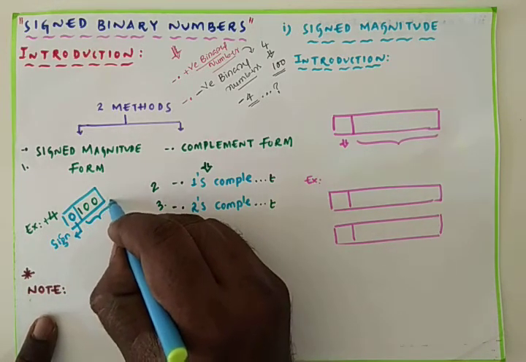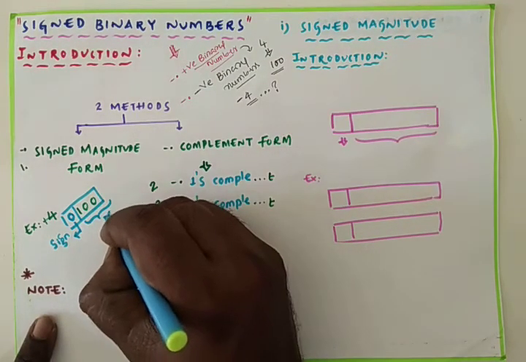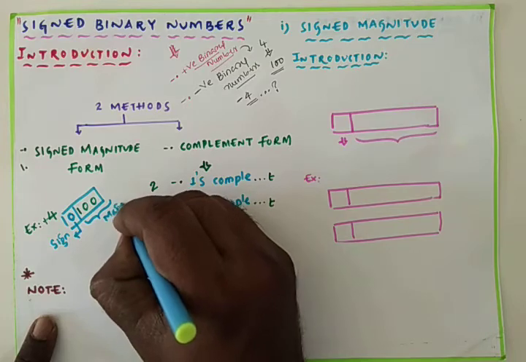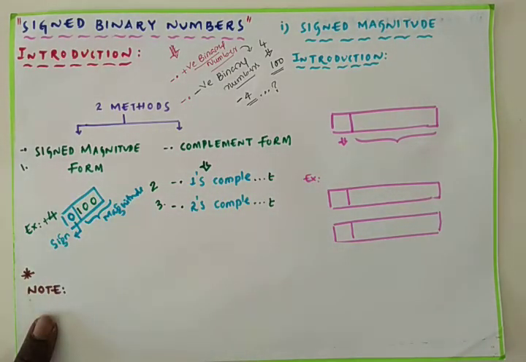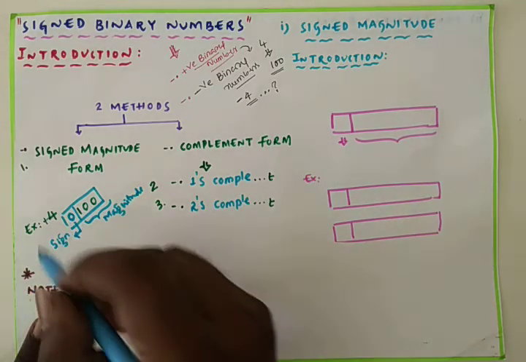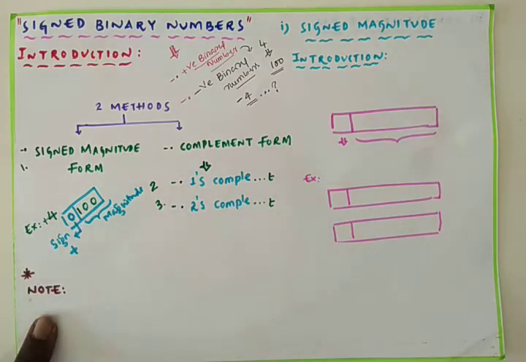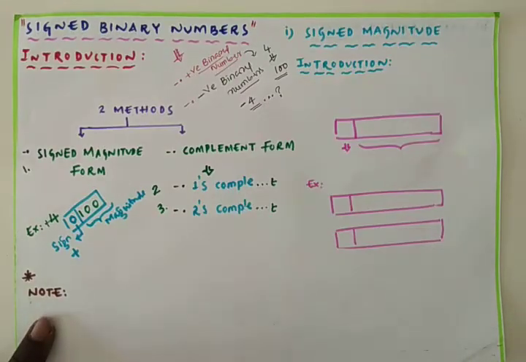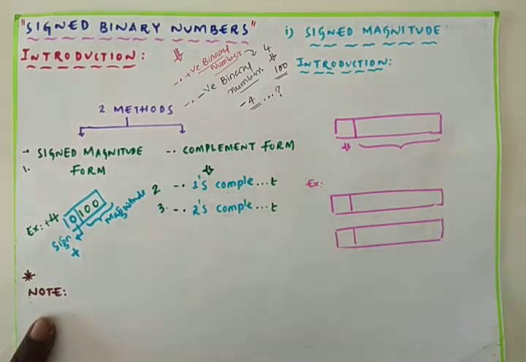The remaining 3 bits represent the magnitude of that number. Magnitude means the value of that number. 100 means it is 4. Which 4? 0, 4. 0 means it is positive. If in place of 0 we have a 1, that will be minus 4.